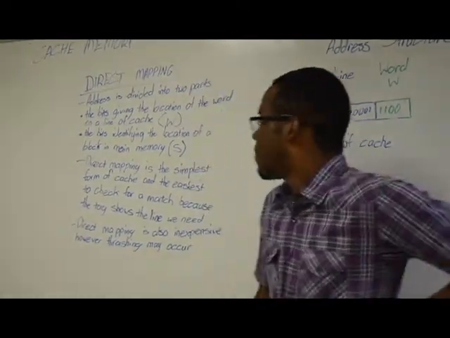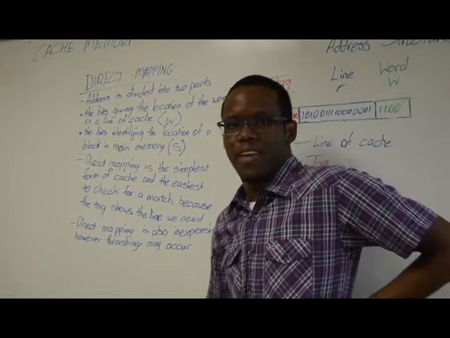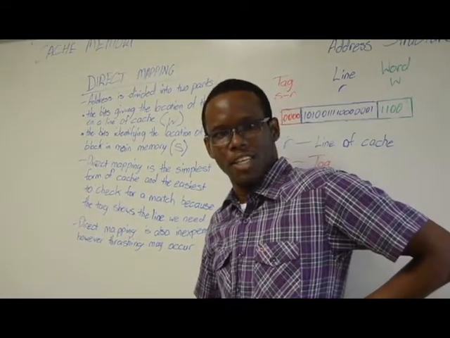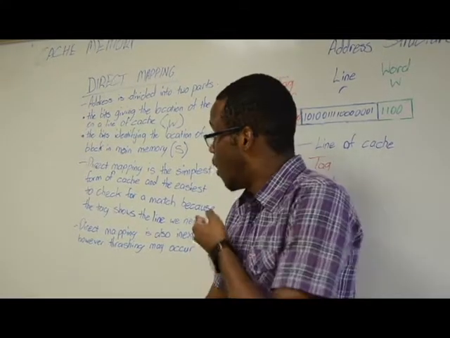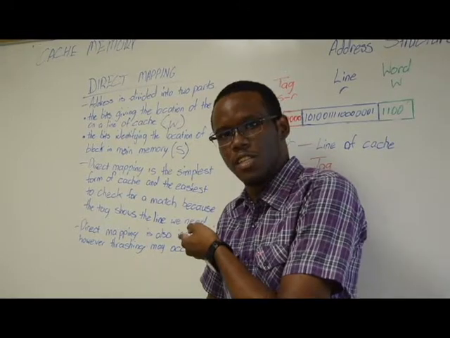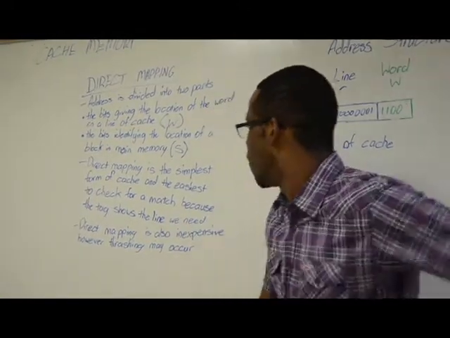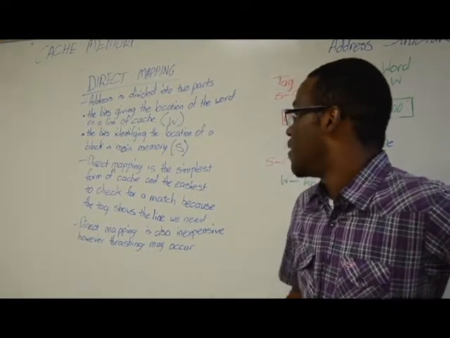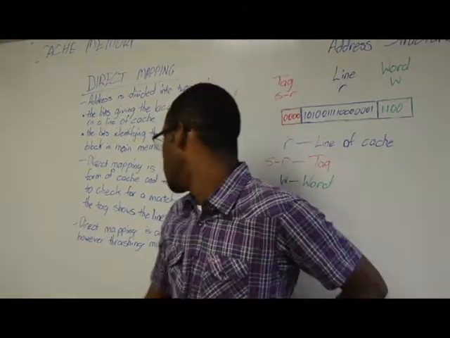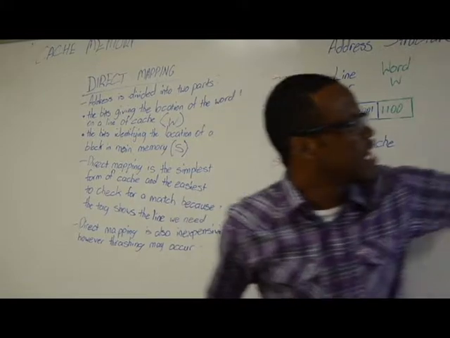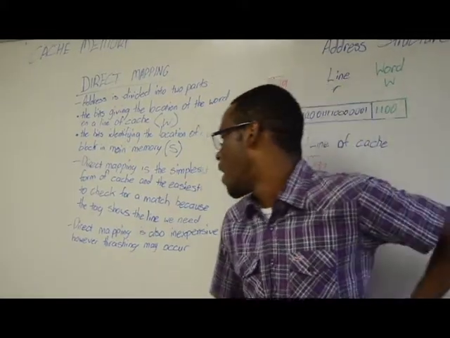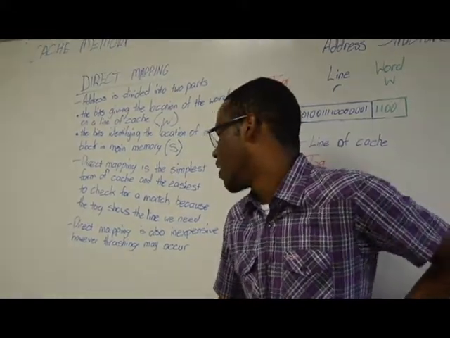Now, direct mapping is probably the simplest and easiest form of cache. Much like DMs, a phone and a WhatsApp message is much easier than homing pigeons. Trust me. To check for a match, it's simple because the tag shows the line we need. Direct mapping is also inexpensive.